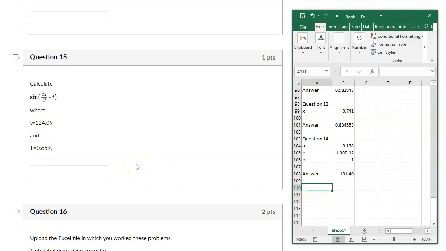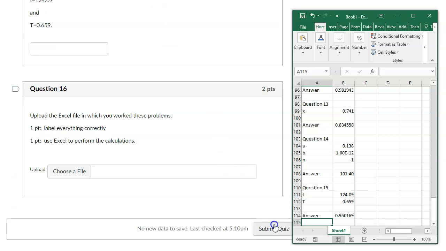And last question, question 15. We have a t and a T, and I'm not going to put pi out separately this time. Little t is 124.09, capital T is 0.659, and we need the answer, which is going to be the sine of 2 times pi divided by capital T times all of that times lowercase t. And there you have it. That's a quick run through on doing this.